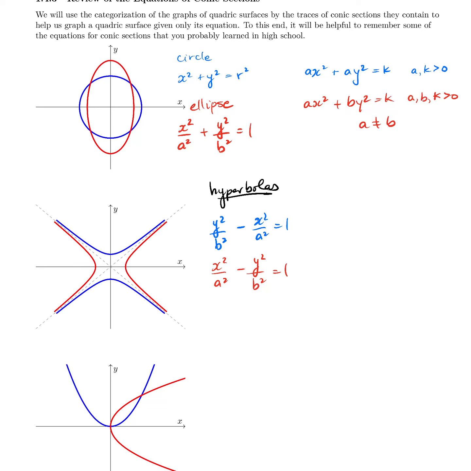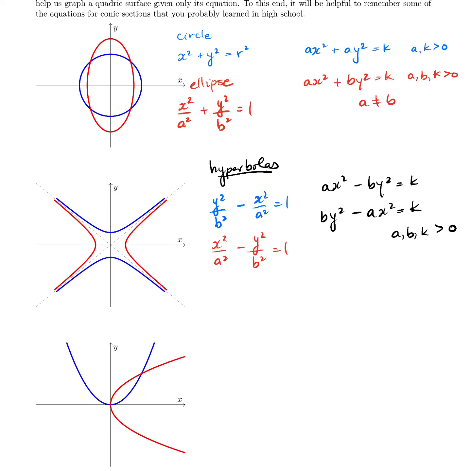What we will need is simply that the coefficients of x and y are opposite sign and different. So we might have ax squared minus by squared is equal to some number k, and we might have by squared minus ax squared is equal to k. Again, if we take these coefficients, these numbers as positive numbers, we will have hyperbolas. We'll have hyperbolas when these coefficients, whether they're the same or different, have opposite sign. Then we'll be having graphs of hyperbolas on our quadric surfaces.